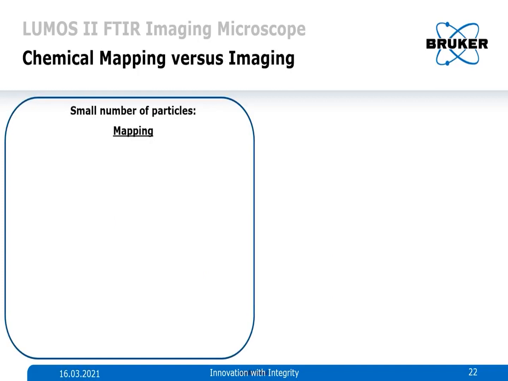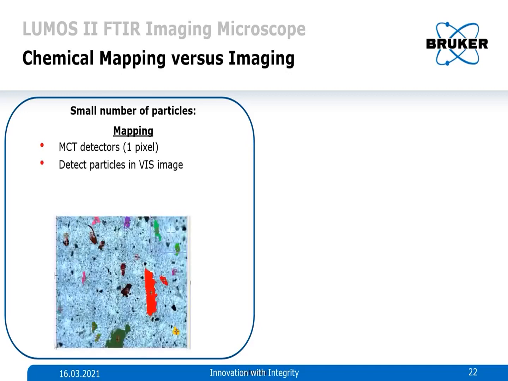So if you only have a small number of particles, then mapping is the approach that is most advisable. We use a mercury cadmium telluride, or short MCT, detector that has exactly one pixel. And we detect particles in the visible image. You see every different particle has its own color. Then we measure these particles automatically, one particle at a time. This is not a stitched image, but individual particles are measured. And then we have automated methods to create statistics for identity and size of the particle.